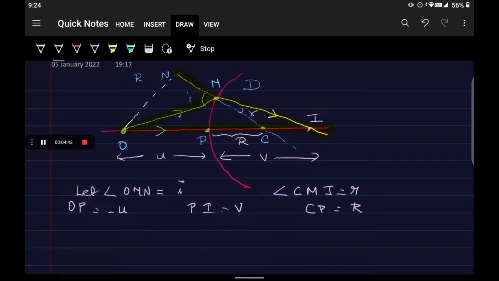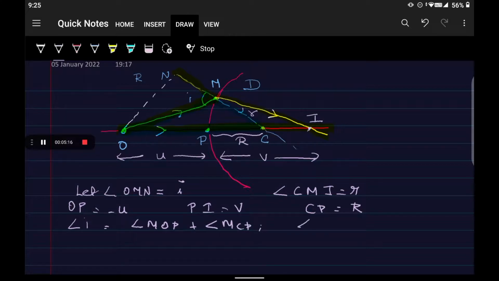Now I want to have this angle of incidence. If I want to calculate the angle of incidence according to the geometrical application from math, I can find this angle I by the exterior angle property. Angle I is equal to the sum of the exterior opposite angles. So this angle I will be equivalent to angle MOP plus angle MCP. This is my next assumption. So angle I is equal to angle MOP plus angle MCP.